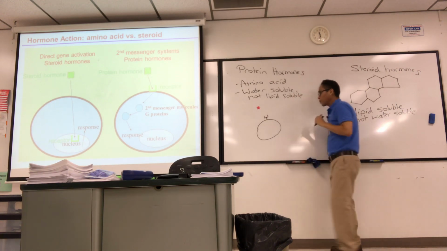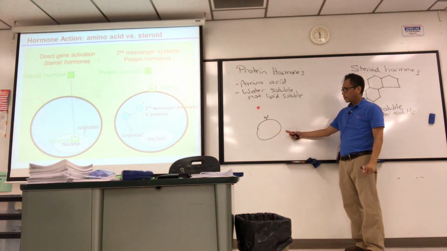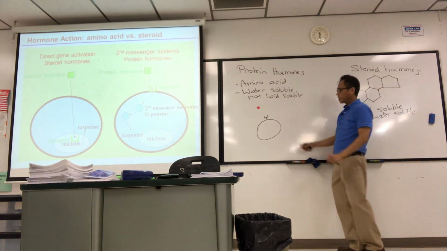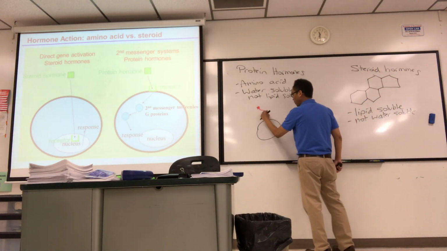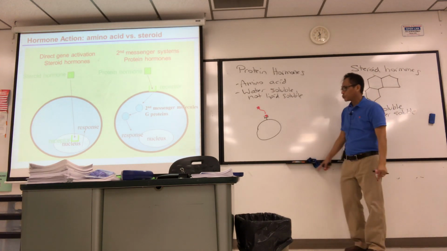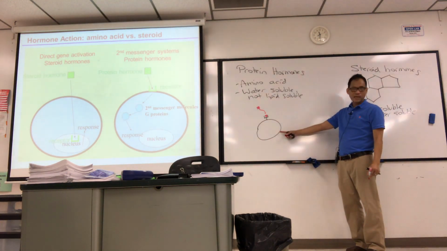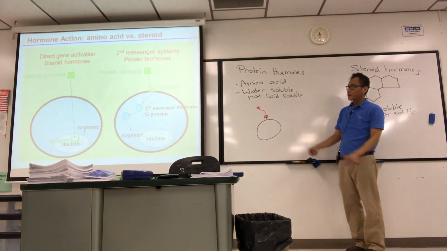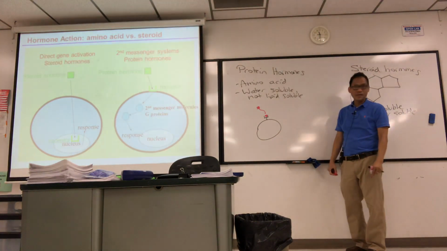So if this is the hormone and you want to get an effect out of this cell, you can't get through the cell membrane. You have to knock on the door through the hormone receptor, and that triggers an intracellular response, usually second messengers. So protein hormones that act this way use second messengers.